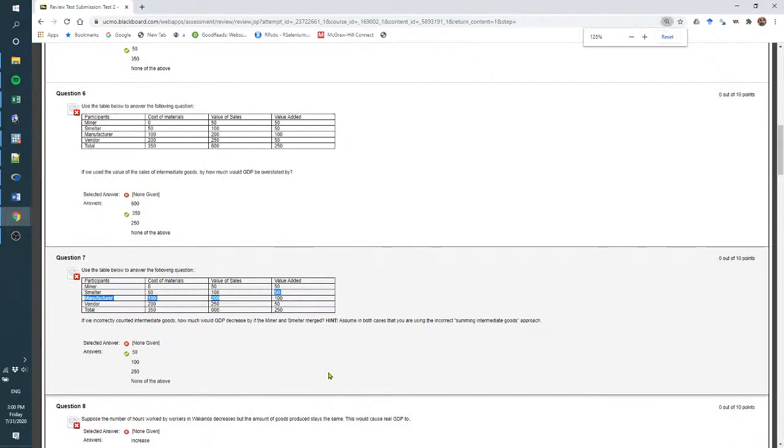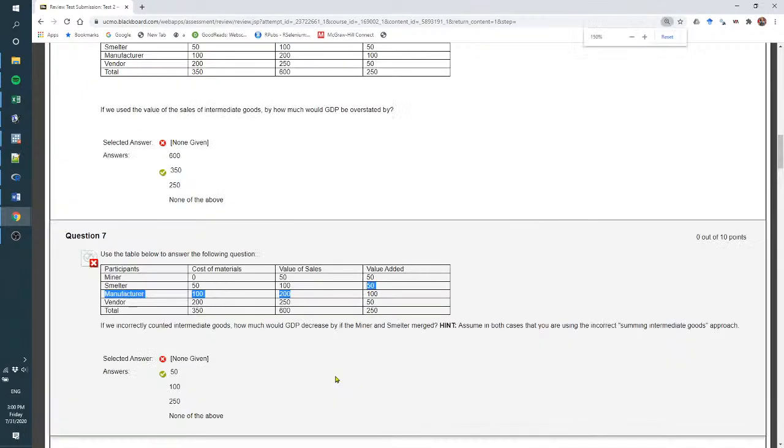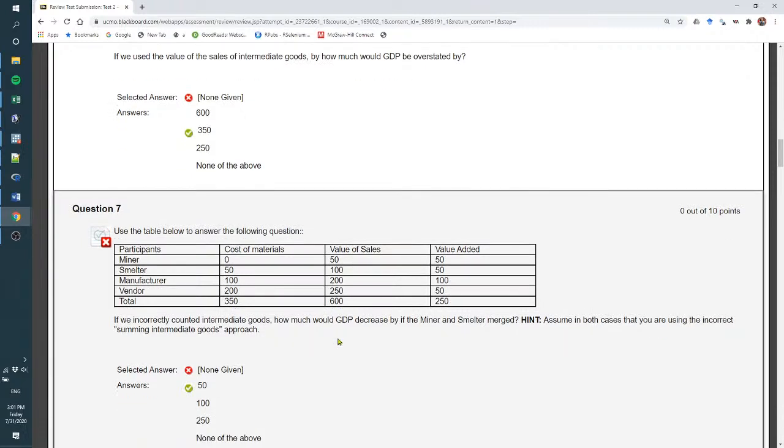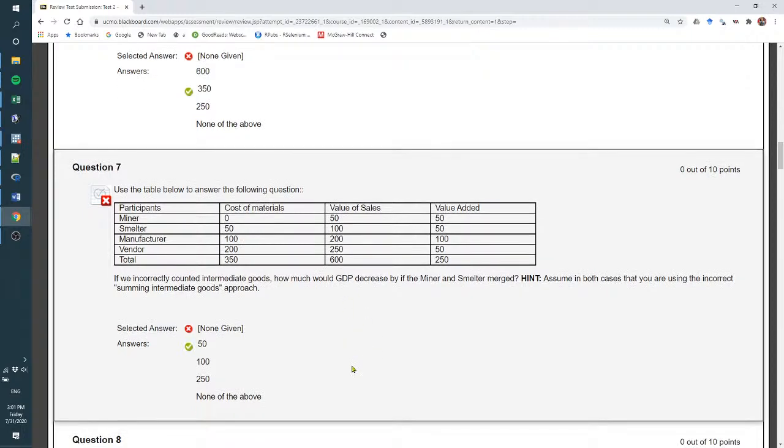I'm going to zoom in just a little bit more. There we go. Because the miner and smelter merged, GDP incorrectly measured has decreased by $50, which is crazy because all you did was reorganize the market. That's one of the reasons why we don't add up all the value of the sales. We don't double count intermediate goods. We only count final goods and services.